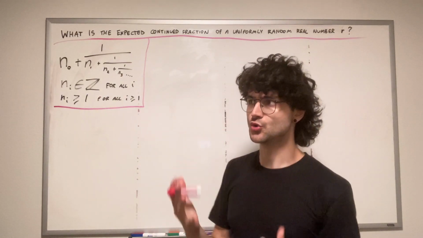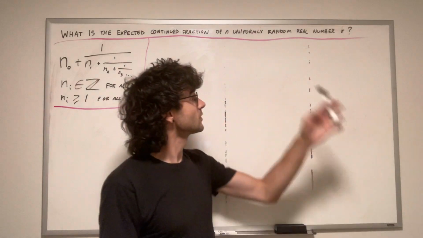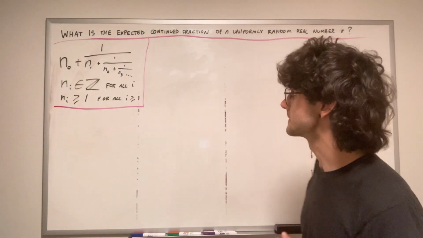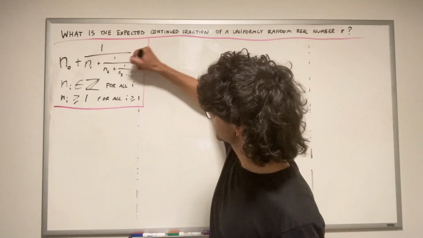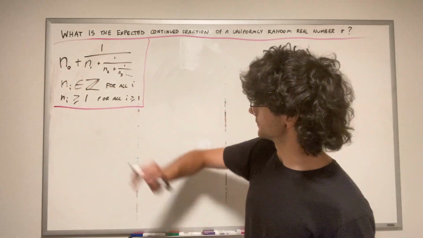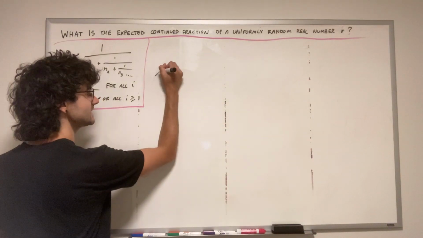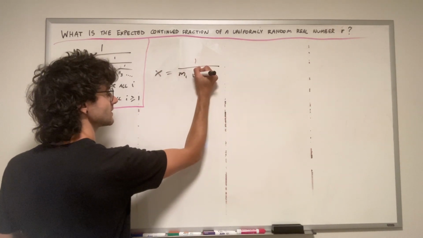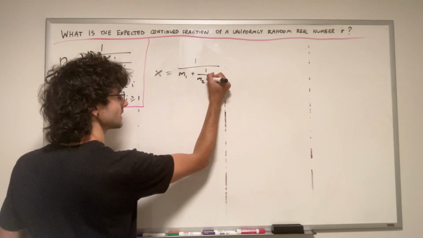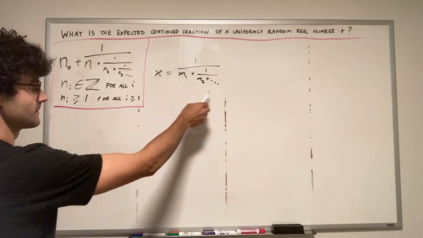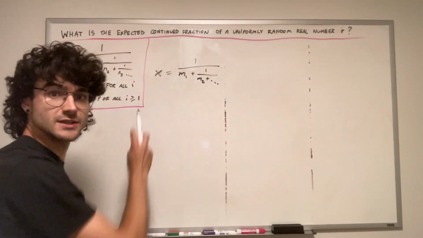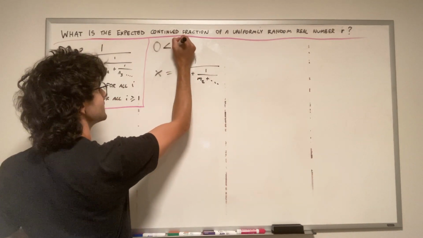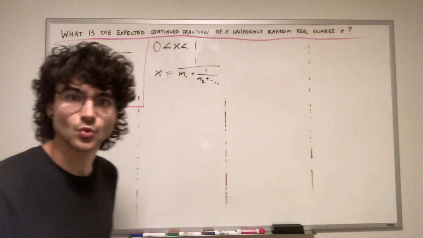Now that does mean we have to ignore the rationals, but if we're picking a random real number, it's not going to be rational, so that's okay to ignore. The first thing that we're going to look at is this section here, if we remove the n sub zero. We'll treat this generally, call it x, and we'll say this is something of the form 1 over m sub 1 plus 1 over m sub 2 plus continuing on. So we have a set of these positive integers adding to this x. And what we claim is that this x is between 0 and 1.